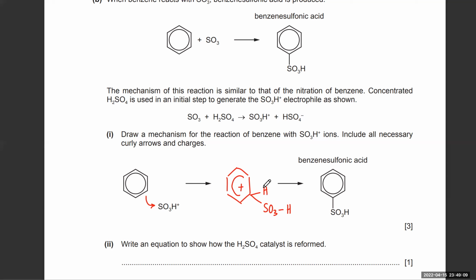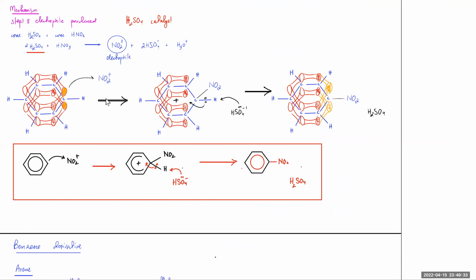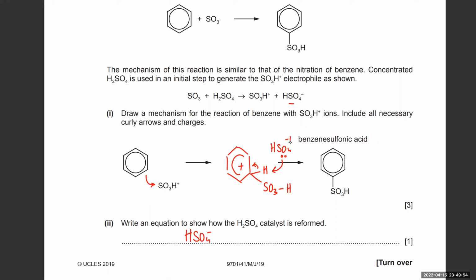And in the next step, this HSO4-1 with its lone pairs is going to attract this H, and the H is going to give back its electrons and would leave the benzene. So the electron cloud would become complete again. This was the mechanism of the nitration of benzene. The NO2 plus one comes in, steals an electron from the benzene electron cloud, and in the next step, the H gives its electrons back as HSO4-1 comes in. So we drew the exact same mechanism. And write an equation to show the H2SO4 catalyst being reformed. So it's going to be HSO4-1 grabbing the H plus one that's coming from benzene. It's going to form H2SO4 back again. Is that clear?